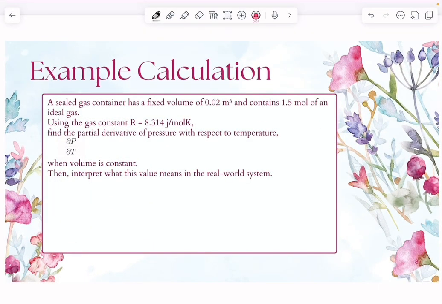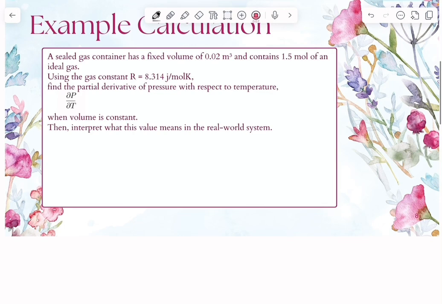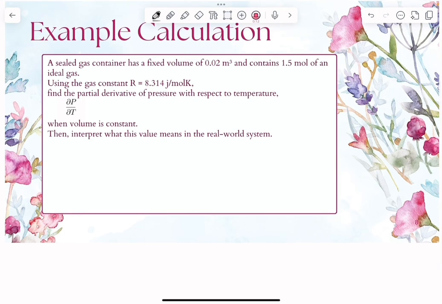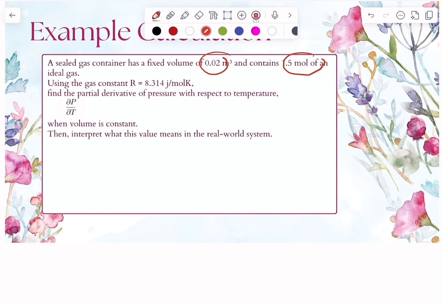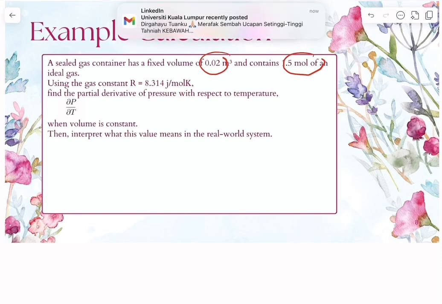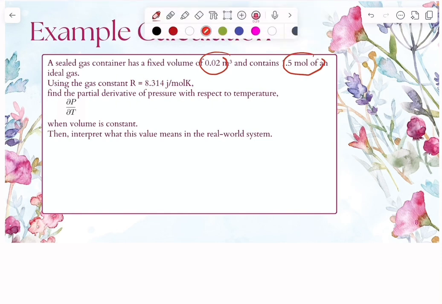Now, let's go through a real example of how we apply partial derivative in gas law. Imagine we have a sealed gas container with a fixed volume of 0.02 cubic meters and contains 1.5 moles of the ideal gas. Our goal is to find the partial derivative of pressure with respect to temperature, written as partial P over partial T. This tells us how pressure changes as temperature increases while keeping volume constant.